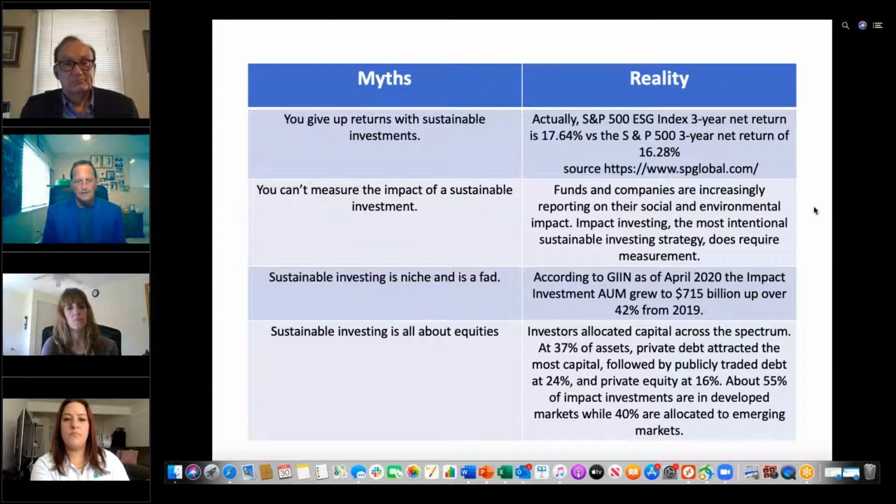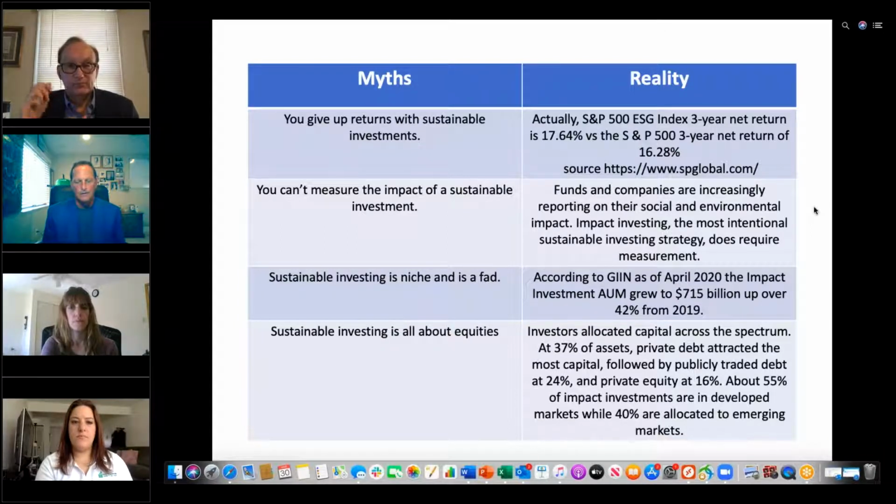The second myth is that you can't measure sustainable investment. Well, there are ways to measure the impact that you're making, and more resources are becoming available every single day, because this is a growing asset class, and transparency is the standard for all impact investing.